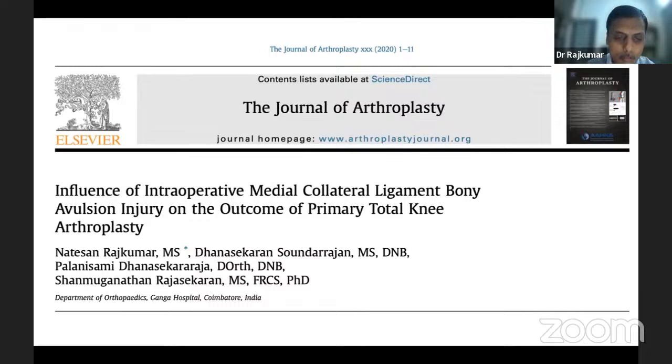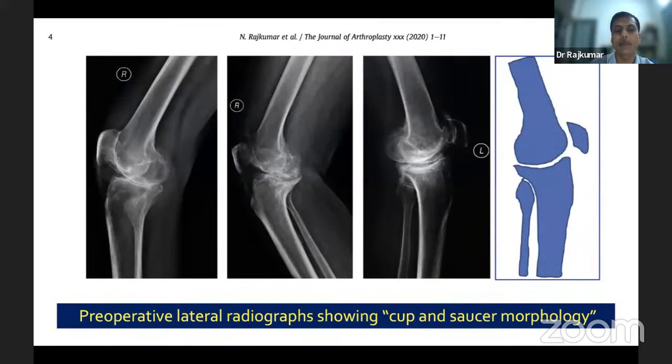We have published an article in the Journal of Arthroplasty, particularly on the problem of avulsion injury. In this article, what we have described is a cup and saucer technique. What I found is that most of the time these problems happen when we are not able to dislocate the patella and the tibia proximally. And this happens particularly when there is a cup and saucer.